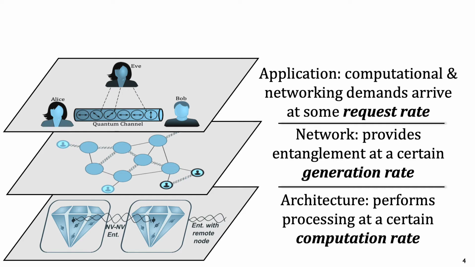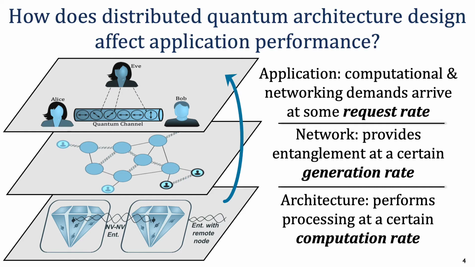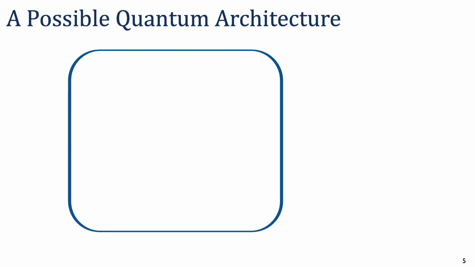A central question that arises from this discussion is how the distributed quantum architecture design will affect the overall application performance. Note that the answer to this question likely also depends on the application type, computation-heavy or networking-heavy. For example, an architecture may be very good at computation, but this may not matter so much for an application that is only entanglement-heavy. We'll try to provide some answers to this question in this talk.